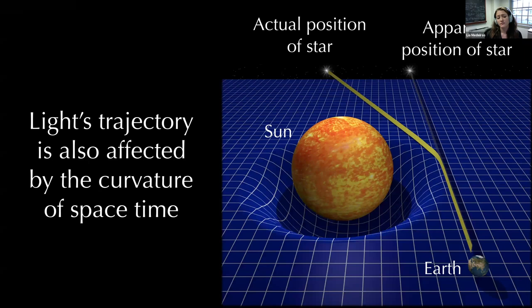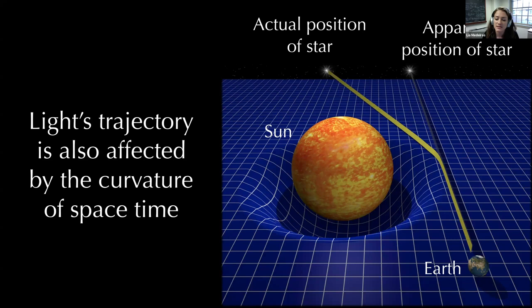So according to Einstein's theory of gravity, the trajectory of light will be affected by gravity, and according to Newton's theory of gravity, the trajectory of light will not be affected by gravity. What this means is that we can actually use this to test which of these two theories is correct.